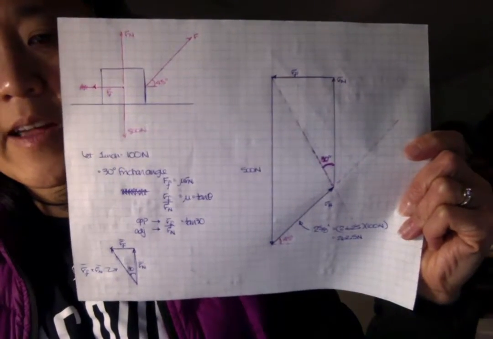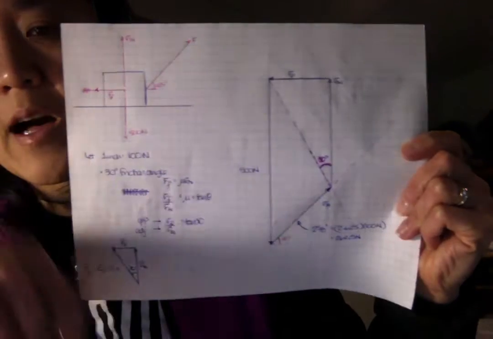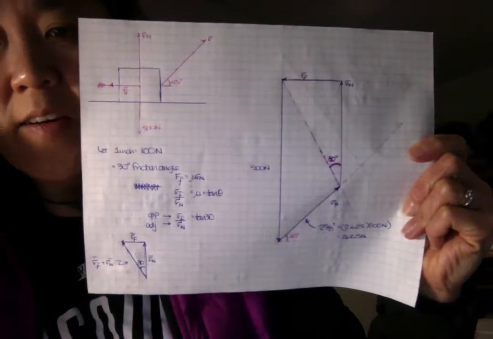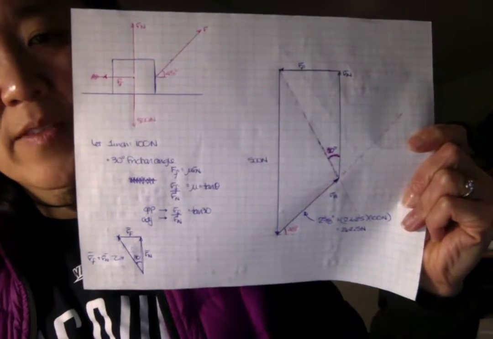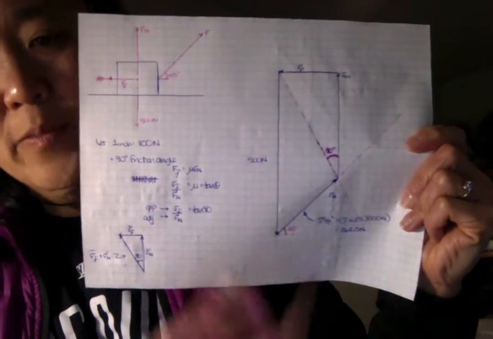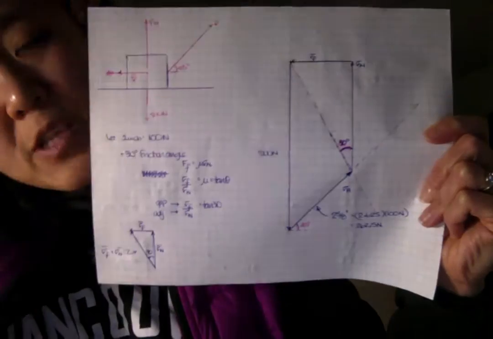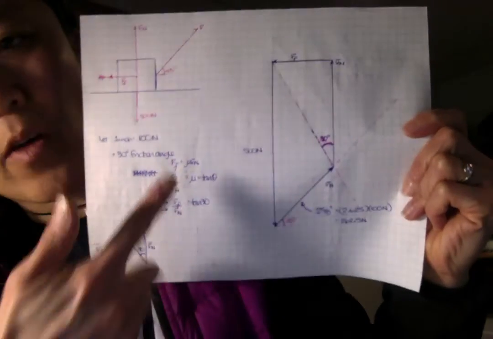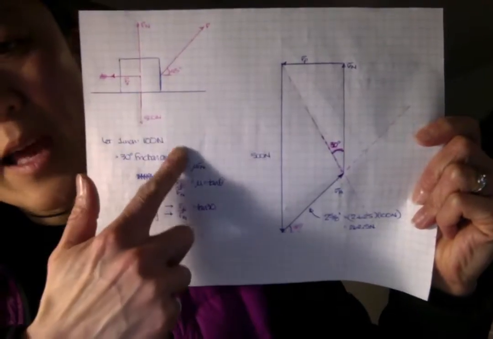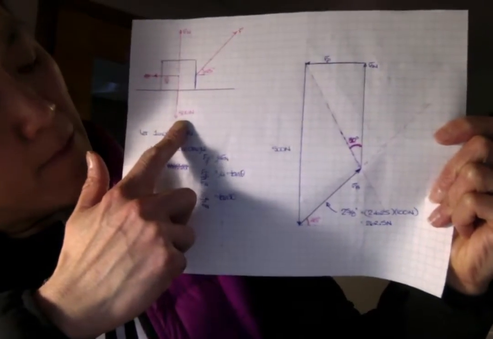This is the one that you were talking about with the funky block and the 30-degree friction angle, and how to handle that and how you're supposed to find the normal force, applied force, and everything. So just like the last one, the only thing we know is how much this block weighs, and that happens to be 500 newtons.